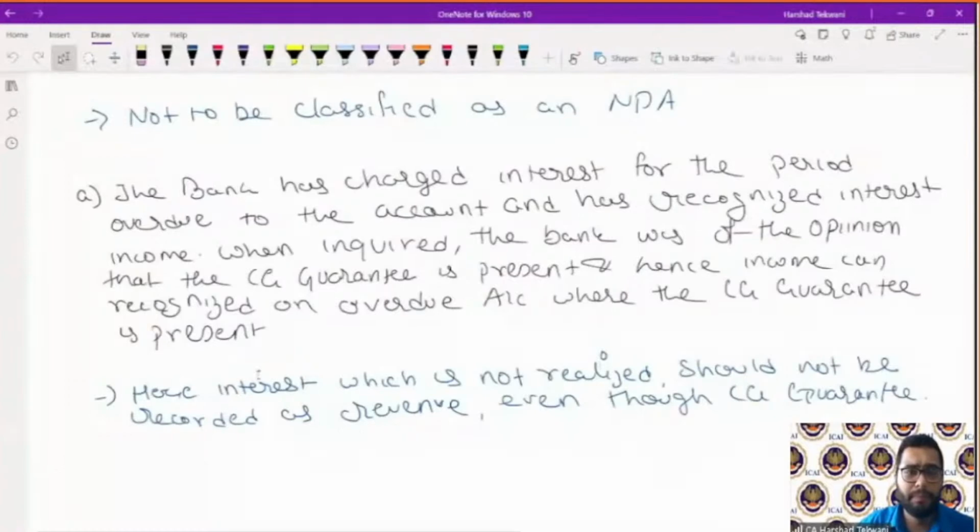Clear? I'm specifically discussing those portions where there is a specific provision for the bank. Okay, and these are the specific provisions which, in general terms, are applicable in practical life also.